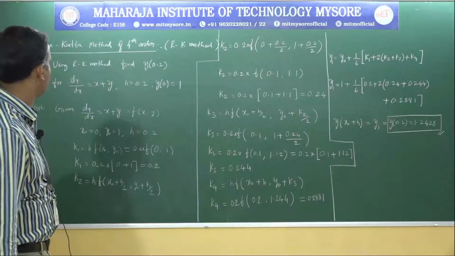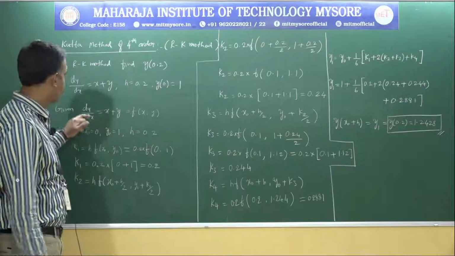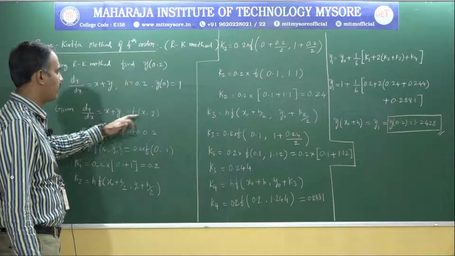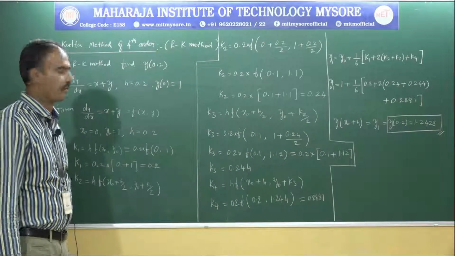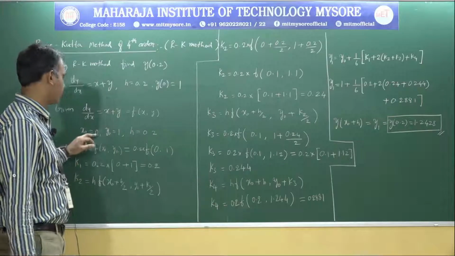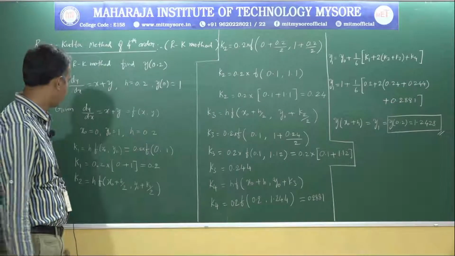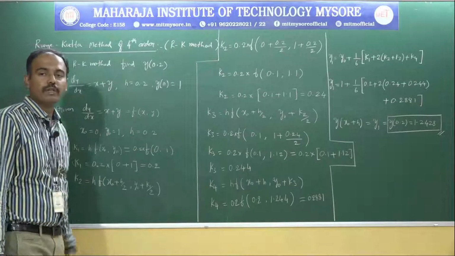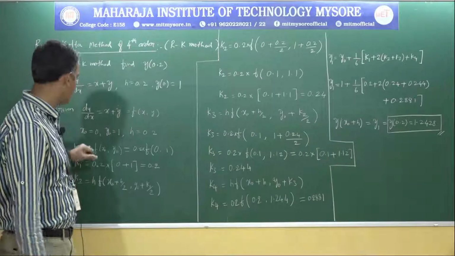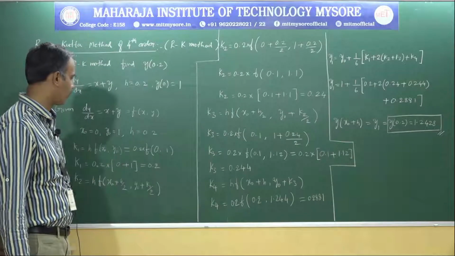Now the first example: given the function dy by dx equals x plus y, f of x comma y. Now we can assign the function. Here x naught is 0, y naught is 1, given, and the h value is 0.2. First we have to find out the k1 value. The k1 value means h times f of x naught comma y naught.